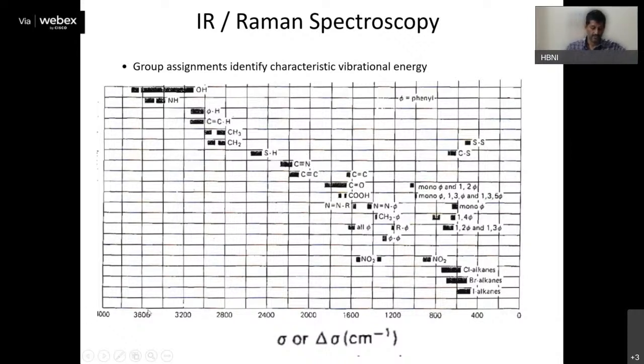So if you are getting a feature at around 3500 or so, then it's either NH or OH. Because of the fingerprinting, one can identify what are the groups present in your system.